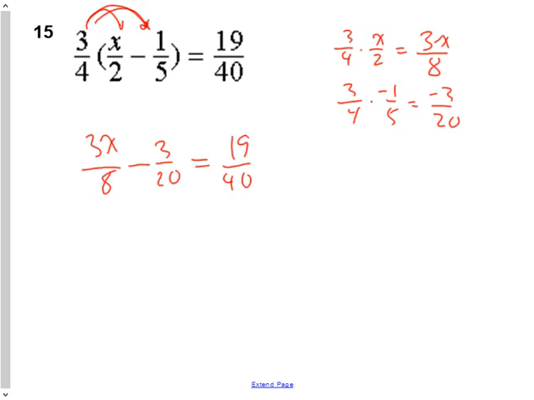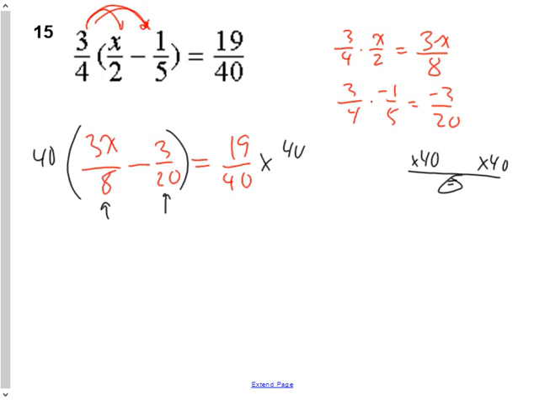It still works. Then multiply both sides by 8, and then divide both sides by 3. Or I could be smart and multiply both sides by a common multiple of 8, 20, and 40, which is 40. So I'm going to multiply both sides. I'm going to keep this balanced. I'm going to multiply both sides by 40, which should maintain equality. But since there's two terms here, I've got to make sure that both of them are multiplied by 40, not just one of them.